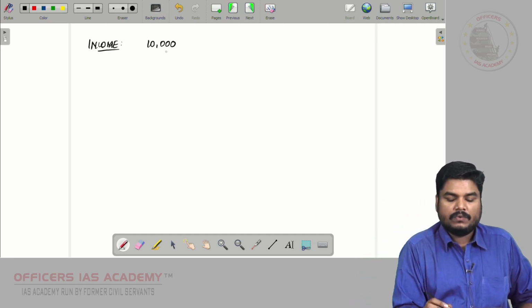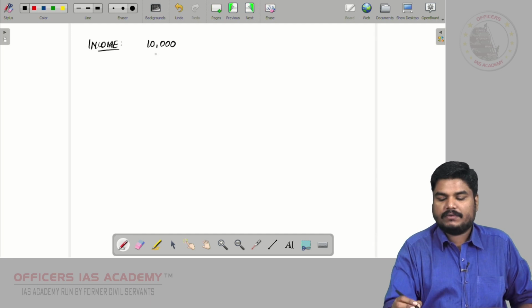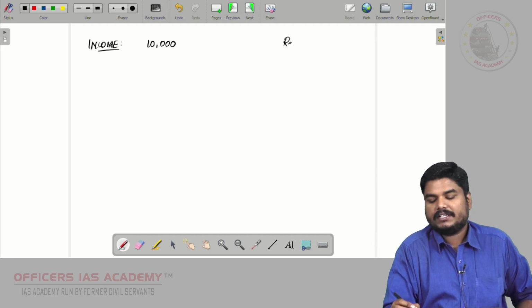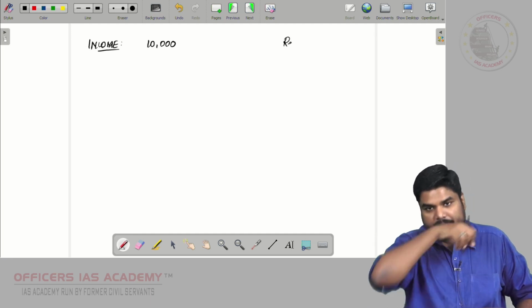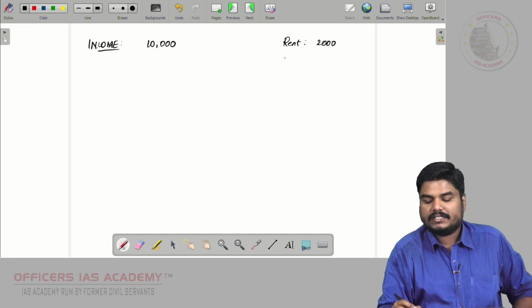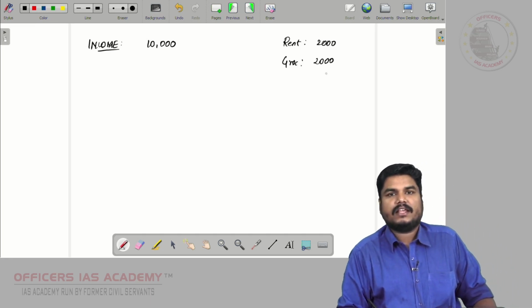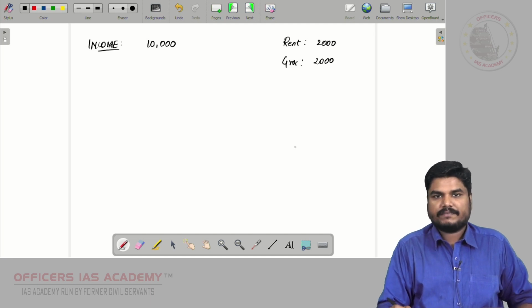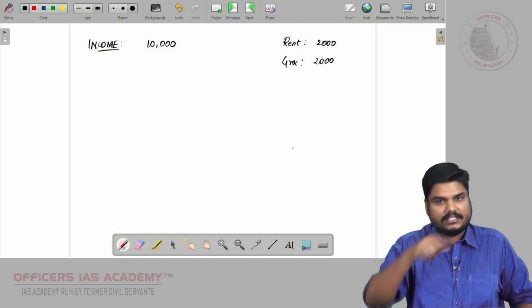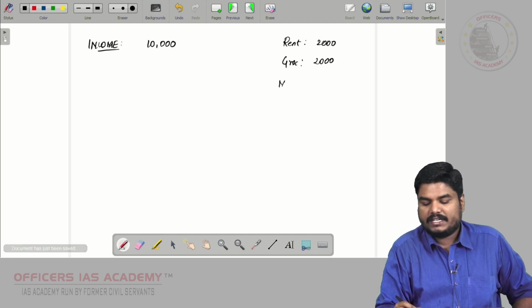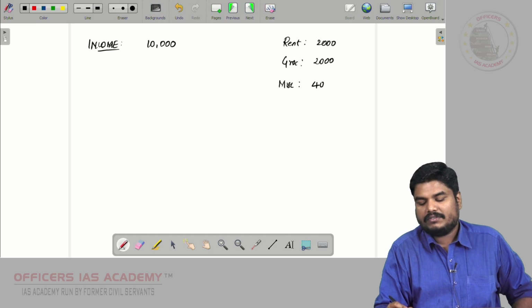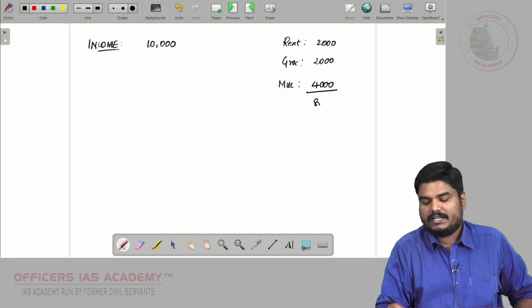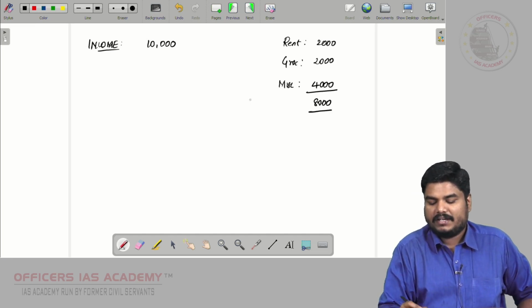Okay. Now I will see all my expenditure. What is my expenditure? I have to pay rent. Rent is 2,000 rupees. I have to buy groceries. So groceries take another 2,000 rupees. I have to pay the EB bill and other miscellaneous expenses, maintenance, my fuel charges, etc. All those miscellaneous expenses result in another 4,000 rupees. So totally my expenditure is 8,000.